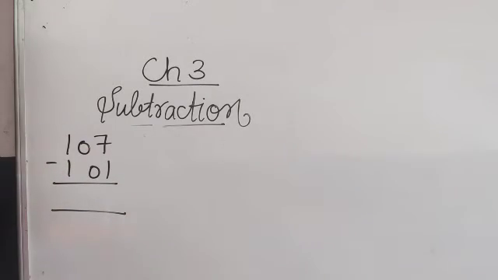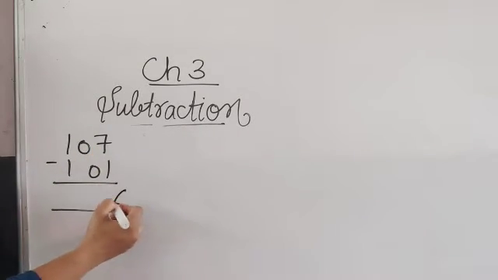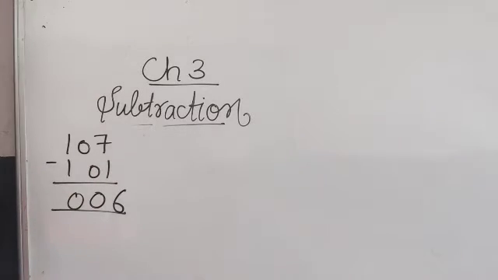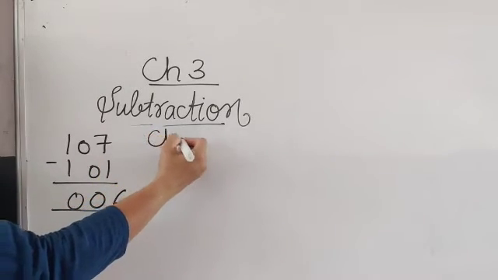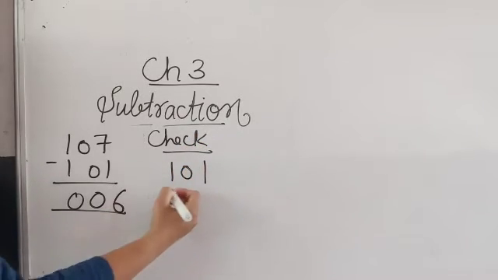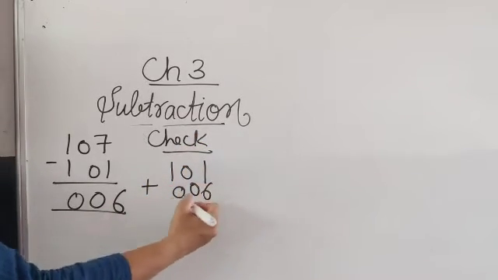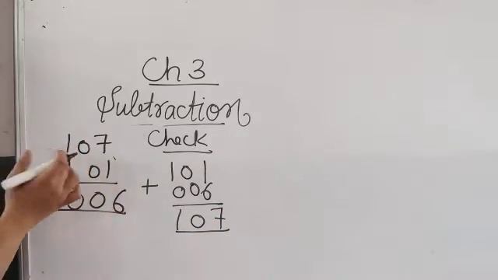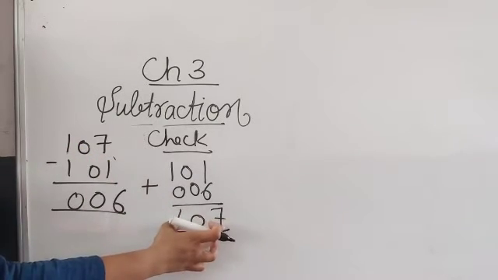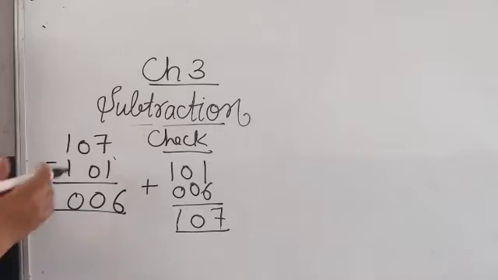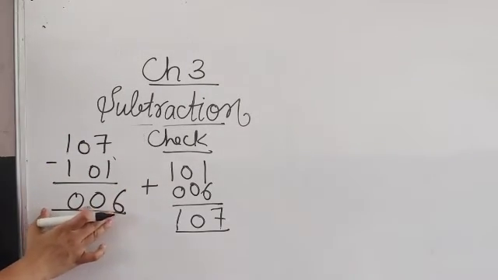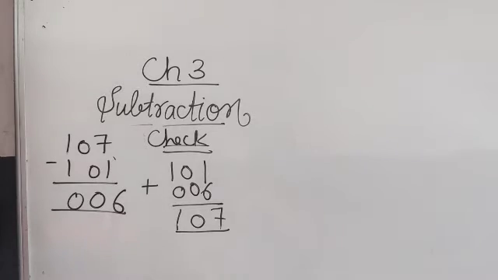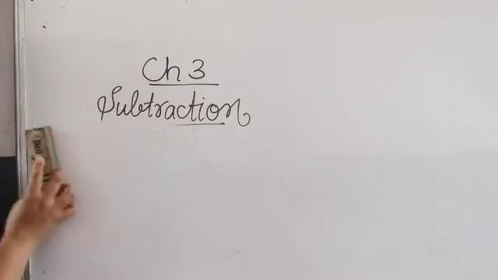See, 107 minus 101. 7 minus 1, 6, 0. Is it clear? Now, for the checking, you just add the subtrahend and difference together. If you get the minuend, then your answer is right. See, this is the minuend and you get this. So your answer is right. Firstly perform subtraction. For checking, add the difference with the subtrahend. Very good. Now come to the properties of subtraction.